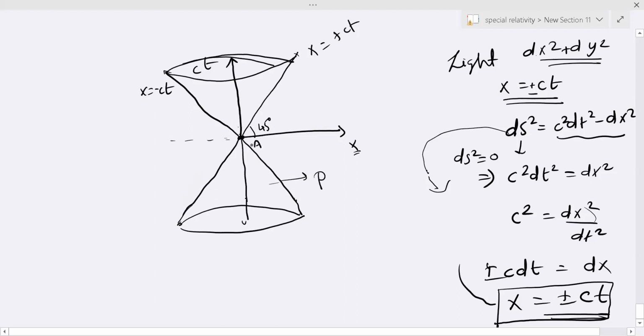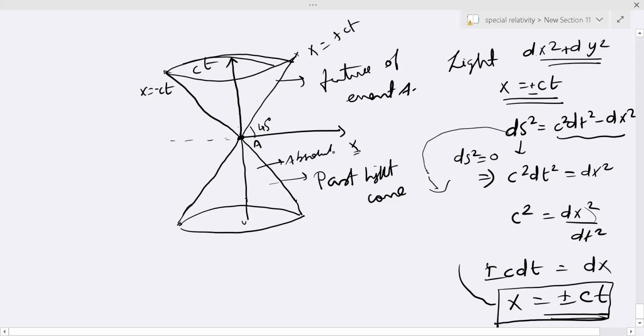You can call this event A. This is the past light cone of event A, and this is the future light cone of event A. These are the space-time diagrams. What do we mean? You see that the future is absolute for A. This is the absolute future of event A. Why do we say this is absolute future and this is absolute past? We can see this.